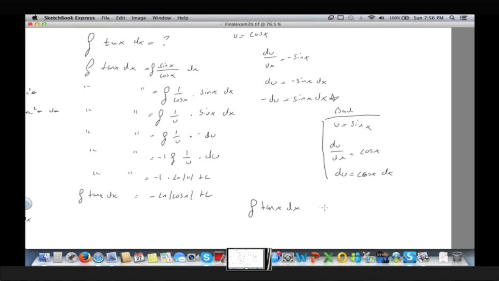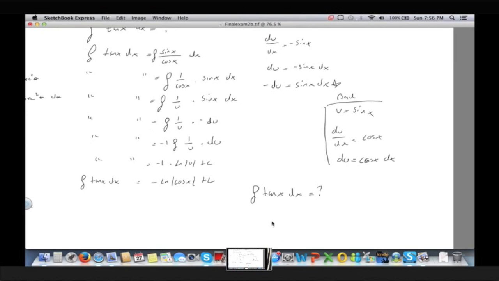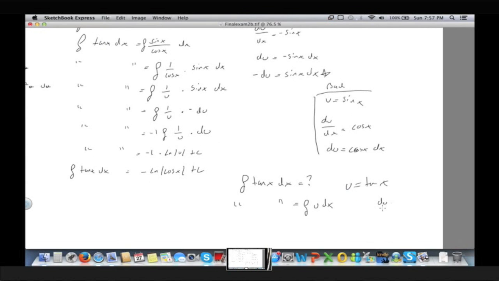Tangent of x dx. This question mark. u equals tangent of x. So now we can say the integral of u with respect to x, and then secant squared x dx.